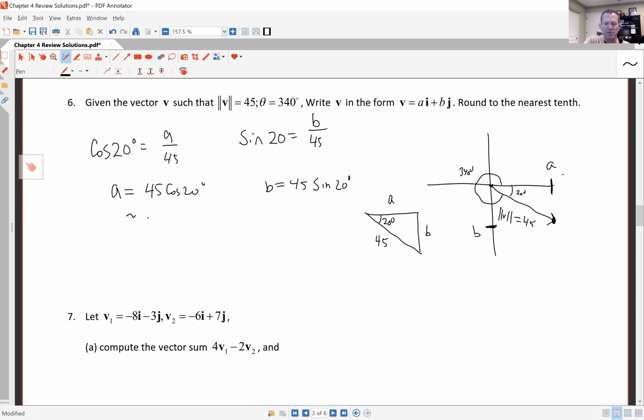So a to one decimal place this time, 42.3, and b is 15.4. Should make sense. I didn't draw this too perfectly. 20 degrees should have been substantially smaller than that. And that's why b going down only 15.4, but going right 42.3. So now we can write the vector v in terms of what we call its components, 42.3 to the right. And in this case, we've got to remember that b is going down 15.4.